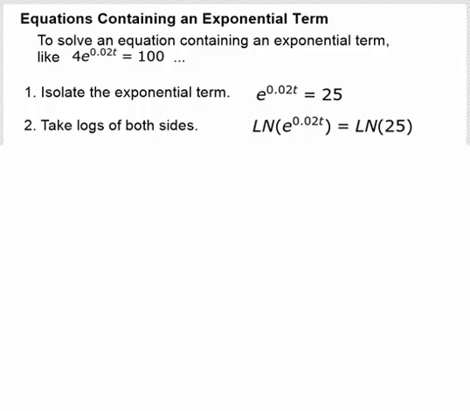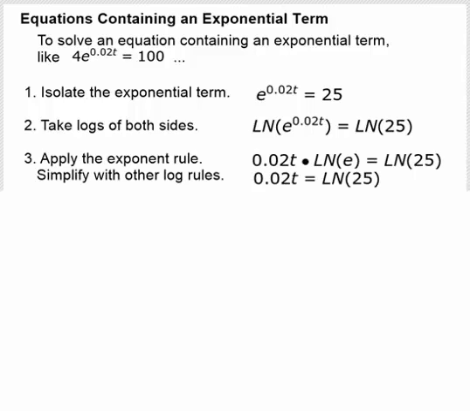exponent out front. By our exponent rule for logs, we move the 0.02t out in front, and we get 0.02t times natural log of e equals natural log of 25. Now natural log of e is log base e of e, so ln of e turns into 1. So this equation simplifies to 0.02t equals natural log of 25.